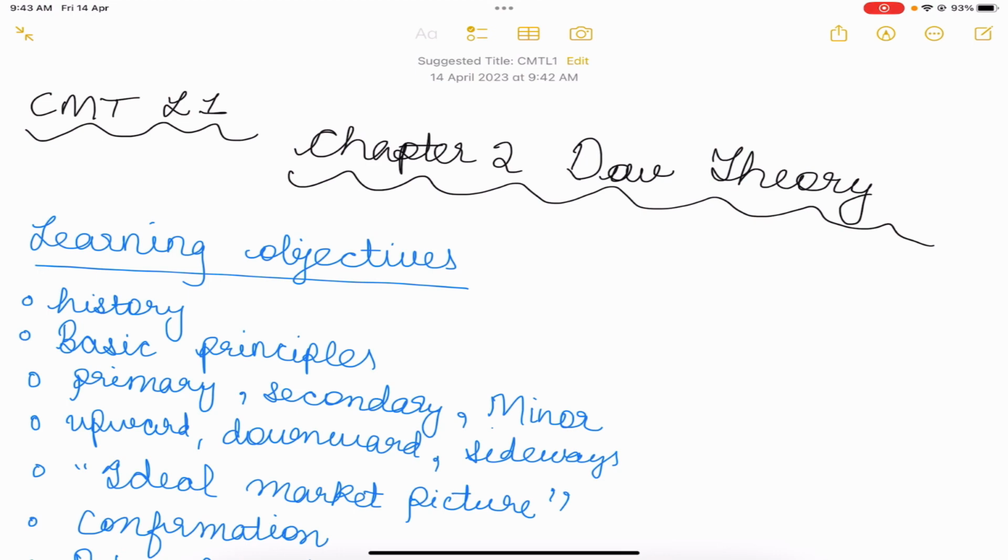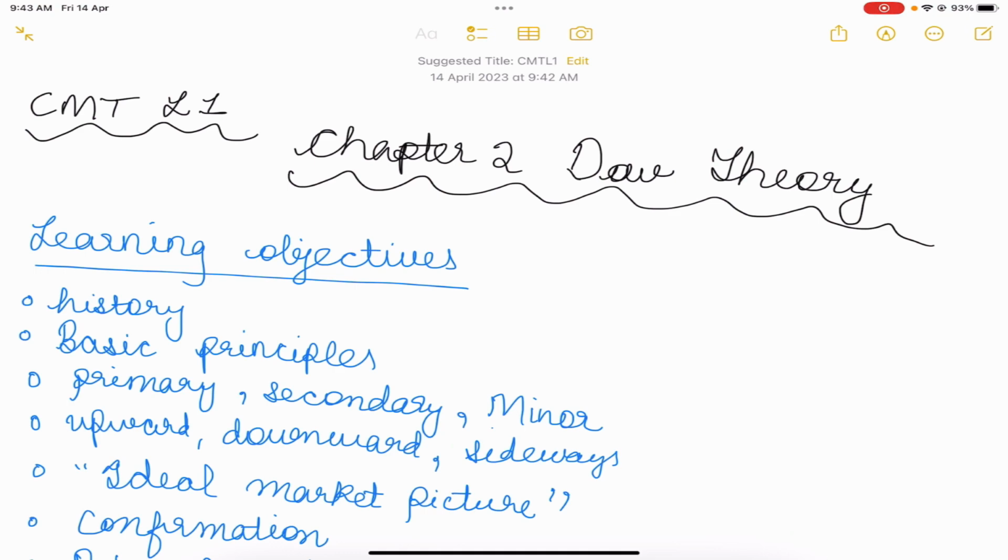Hello everybody. In this video, we'll be starting with chapter 2 of CMT Level 1, which is Dow Theory. Before watching this video, make sure that you have watched chapter number 1. If you haven't watched it, then I've linked it in the description box below. And make sure that you have a notebook with you and you are making notes along with me.